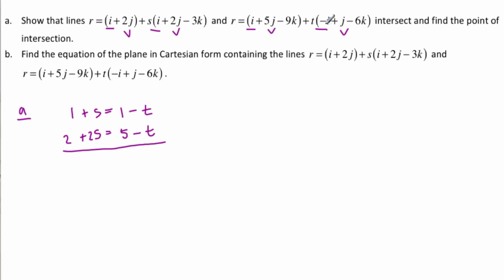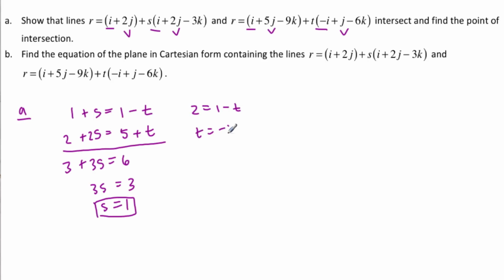Actually, let's see here. Plus t here. Okay, so simultaneous equations, these are all ready to go. They're already opposite. So that's 3 plus 3s equals 6, and that goes away. Move the 3 over, we get 3s equals 3, s equals 1. Substitute that back right here, and we get 2 equals 1 minus t, which means t will be minus 1.